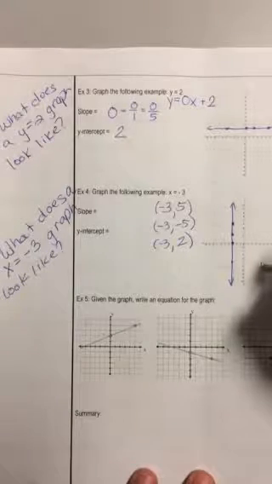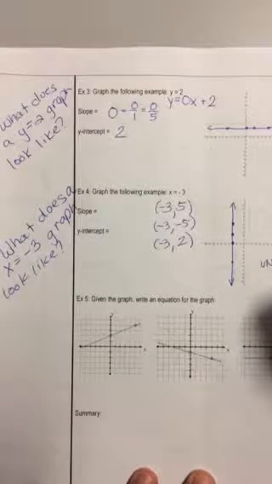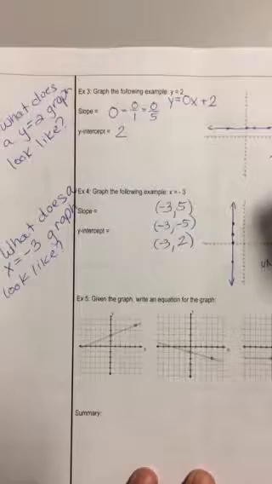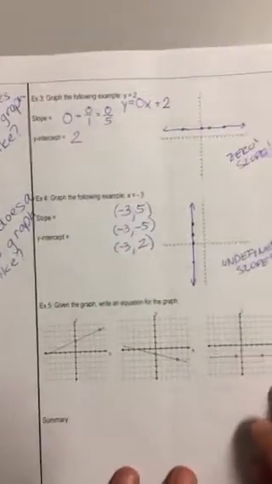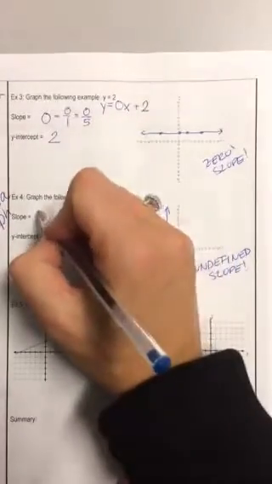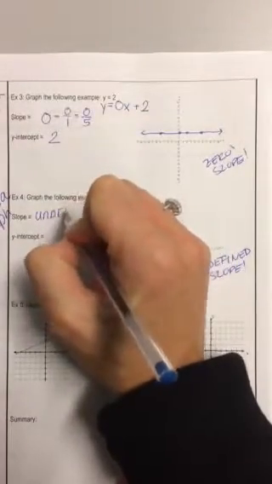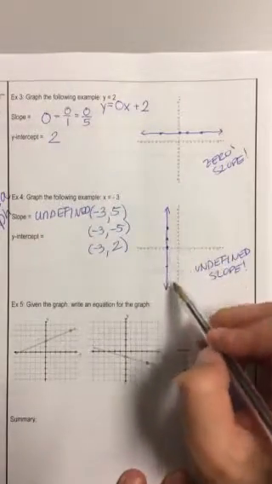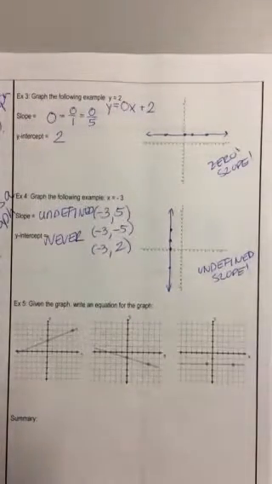This is where we have, remember, undefined slope, whereas the other one was a 0 slope. Sorry, got lost. Our slope is undefined. Where does it cross the y-axis? Actually, never. It only crosses the x-axis. It never crosses the y-axis. It never intercepts with that y-axis.